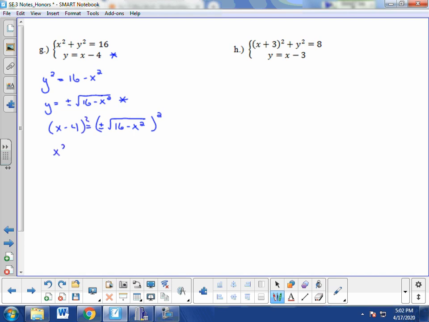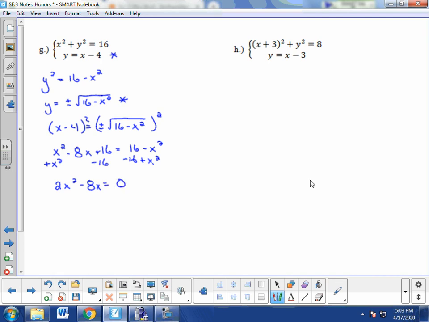So now x squared, remember I need that middle term when I square here, so this would be minus 8x plus 16. If you want to distribute that, you always can. Equals 16 minus x squared. It's quadratic, so let's make it equal to 0. So I'm going to go ahead and add x squared to both sides, subtract 16 from both sides. So this gives me 2x squared minus 8x equals 0.